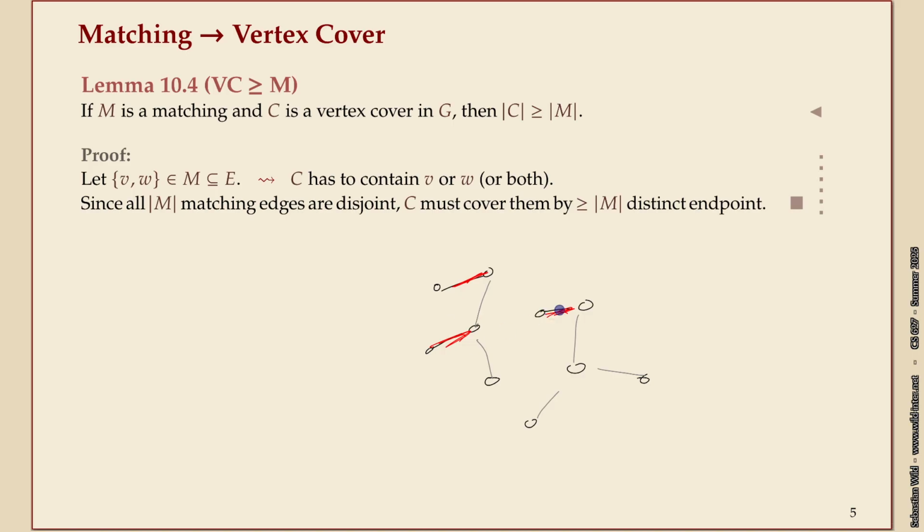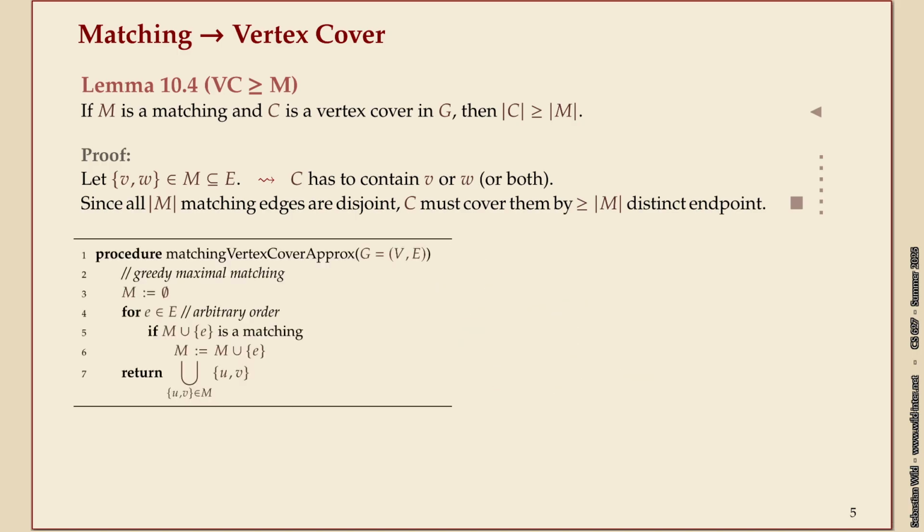Then to cover the red edges, you have to pick one of the endpoints, but because they're disjoint, you have to pick one each to do a vertex cover. There's no way around it. Okay, that's an easy observation, but it means we can get a simple approximation algorithm for vertex cover as follows.